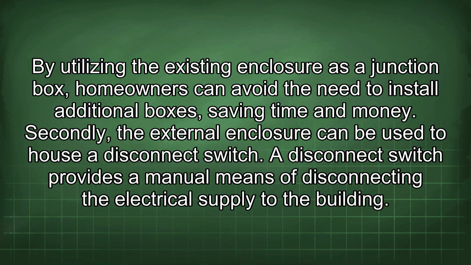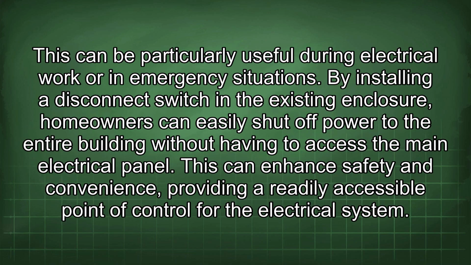By utilizing the existing enclosure as a junction box, homeowners can avoid the need to install additional boxes, saving time and money. Secondly, the external enclosure can be used to house a disconnect switch. A disconnect switch provides a manual means of disconnecting the electrical supply to the building. This can be particularly useful during electrical work or in emergency situations. By installing a disconnect switch in the existing enclosure, homeowners can easily shut off power to the entire building without having to access the main electrical panel. This can enhance safety and convenience, providing a readily accessible point of control for the electrical system.